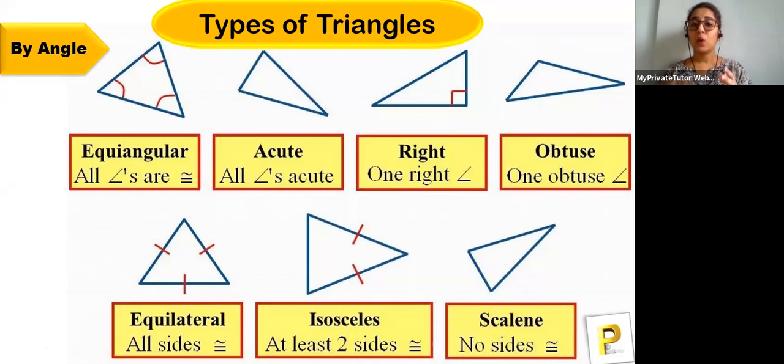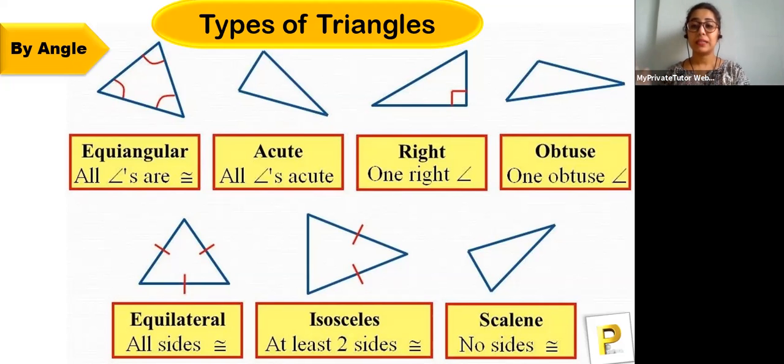Acute means that all of the angles will be acute angles. What does acute angle mean? Acute angle means less than 90 degrees. So all the angles will be less than 90 degrees. Right angle triangle: one angle will be a right angle, that is 90 degrees. Not all of them can be 90 degrees because we know that the sum of all angles of a triangle is 180 degrees. So only one of the angles of the right angle triangle will be 90 degrees.